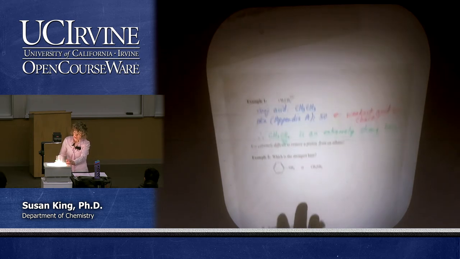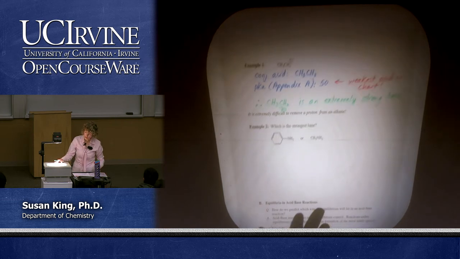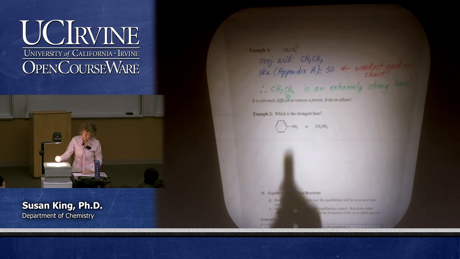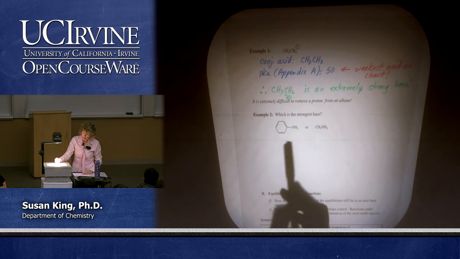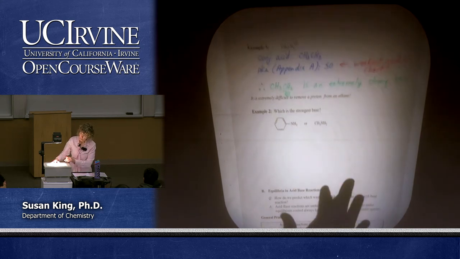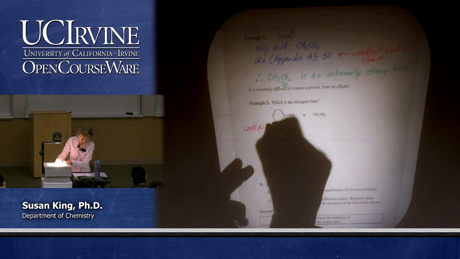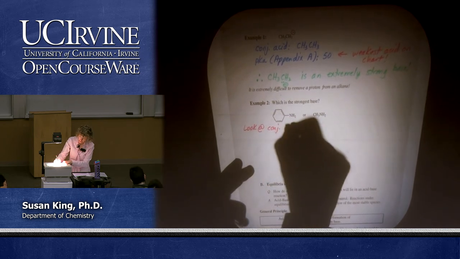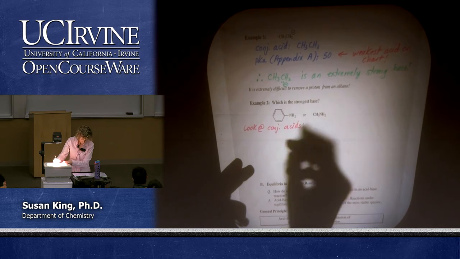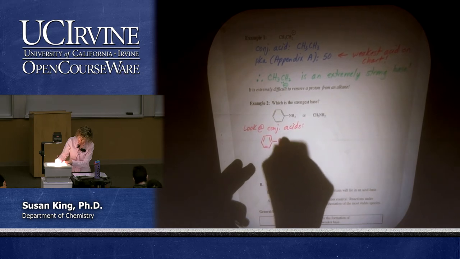We can also use this method to compare. So for example, which is the strongest base? This is aniline. We'll learn that name later. This is methylamine. And so we can always look at the conjugate acids. That's what we're going to do right now. Let's look at the conjugate acids. So that just means we're going to protonate here. So this is going to be a protonated amine.